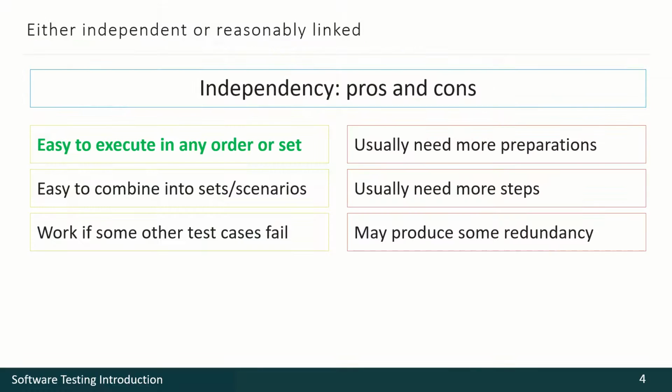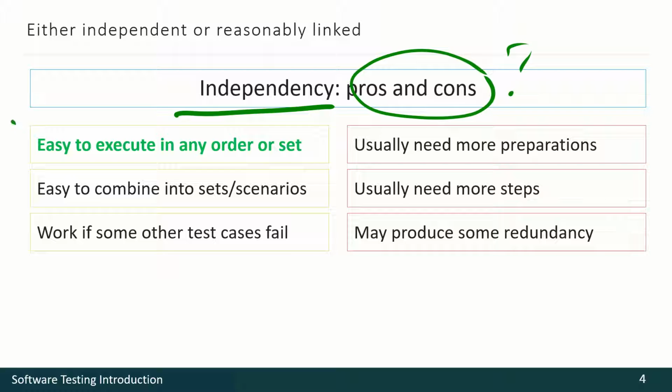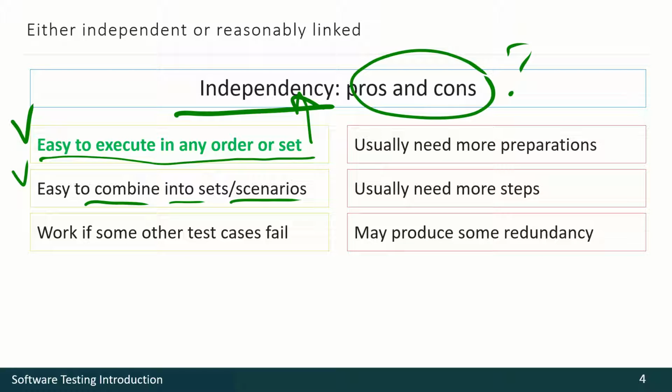And what are the pros and cons for independent test cases? The main idea for pros here is that it's easy to execute such tests in any order or set. Of course, because they are independent, we just select any test cases we need and execute them, and that is why it's also easy to combine such sets of scenarios. And one more good idea is that such an independent test case still works if some other test case fails. That's unlike in the case of linked test cases.